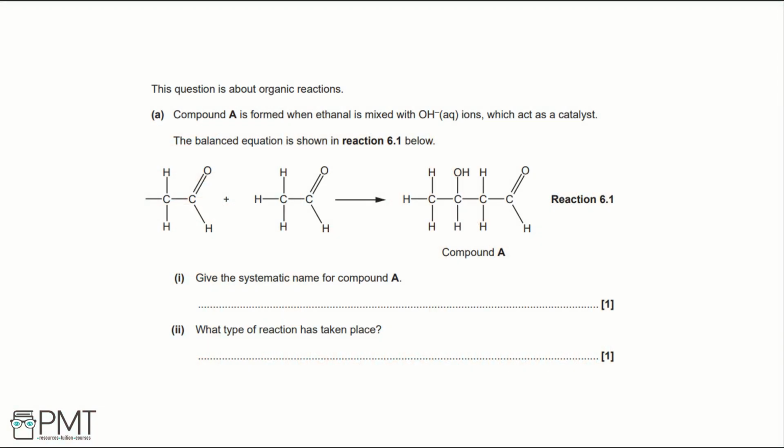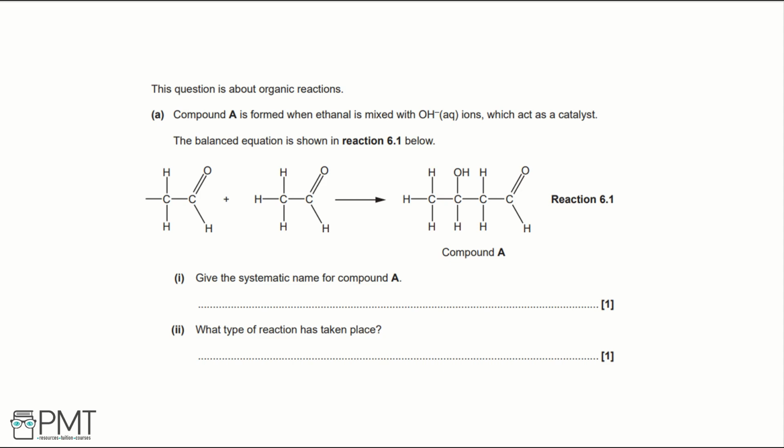This question is about organic reactions. Part A. Compound A is formed when ethanol is mixed with OH- aqueous ions, which act as a catalyst. The balanced equation is shown in reaction 6.1 below. Part 1. Give the systematic name for compound A.